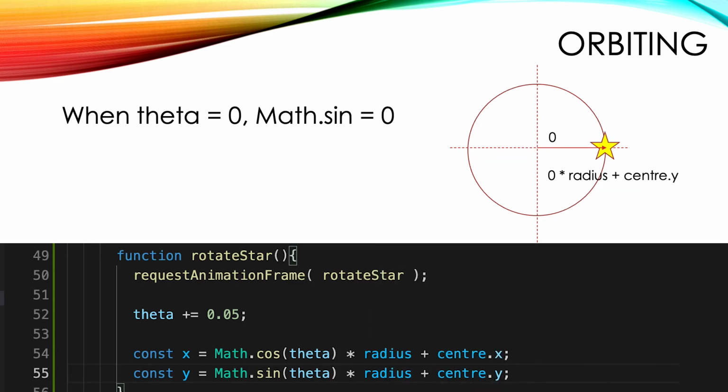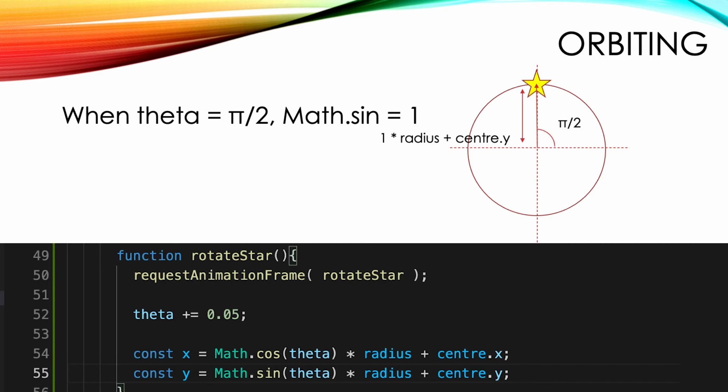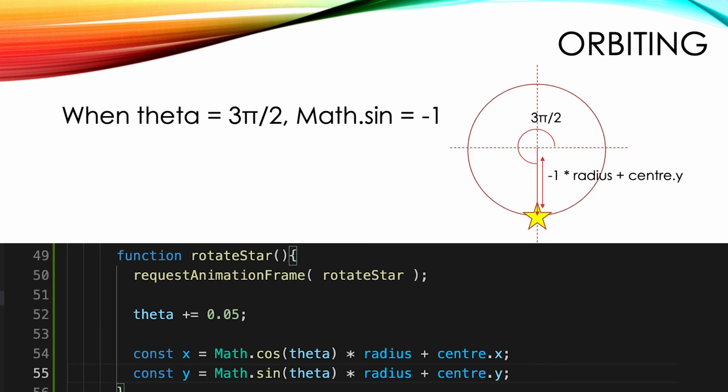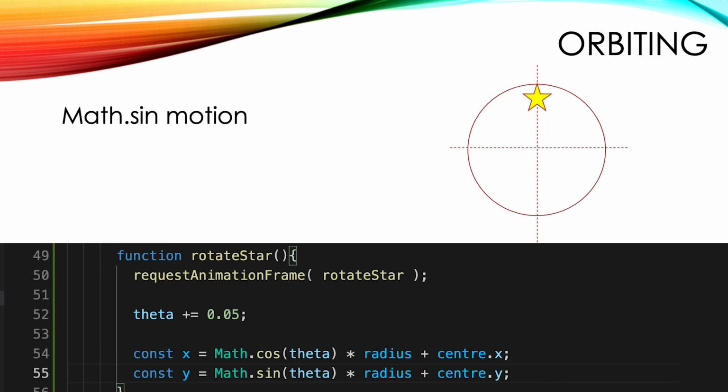When theta equals 0, sine equals 0. Theta equals pi over 2, sine equals 1. Theta equals pi, sine equals 0. And theta equals 3 pi divided by 2, sine equals -1. Here the y value increases up to pi divided by 2, then decreases down to 3 pi divided by 2, and then increases again up to 2 pi.